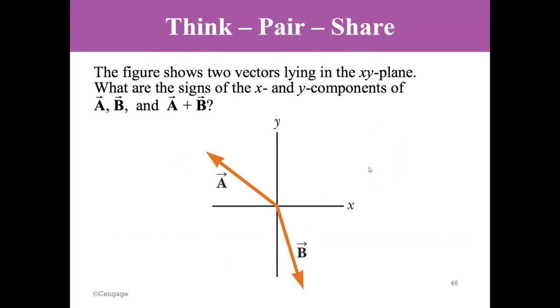In this figure, we have two vectors lying in the xy plane. What are the signs of the x and y components? If you decompose A, Ax will be along this direction. This is minus x. Ay would be along this direction. This is positive y. Then for B, when you decompose it, Bx will be along the positive x and By will be along the negative y axis.